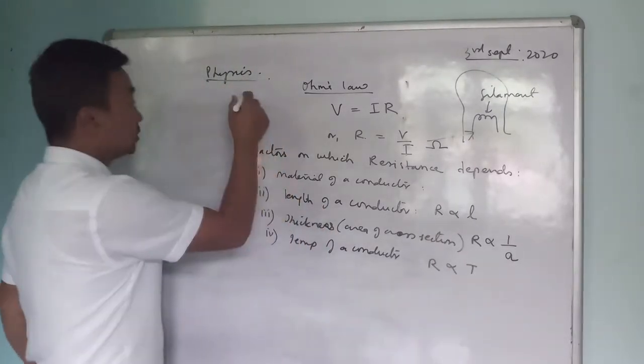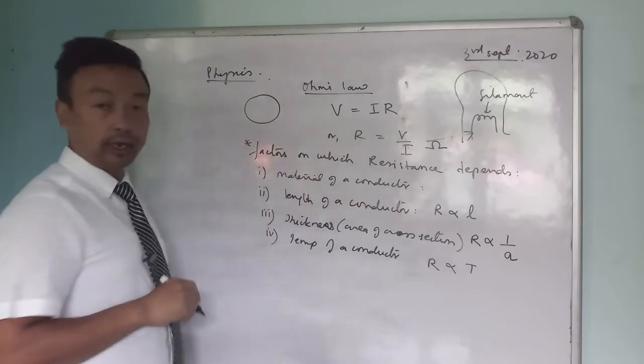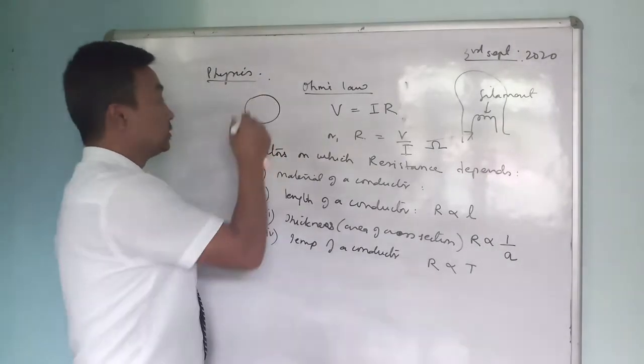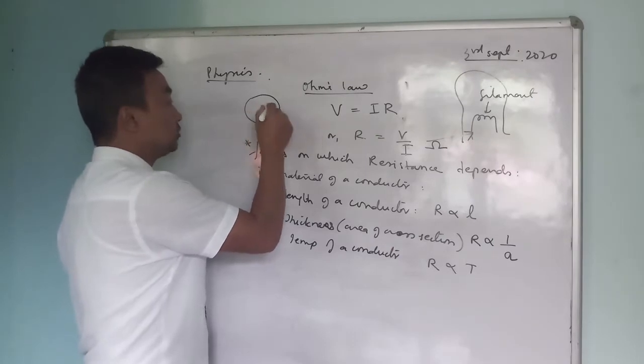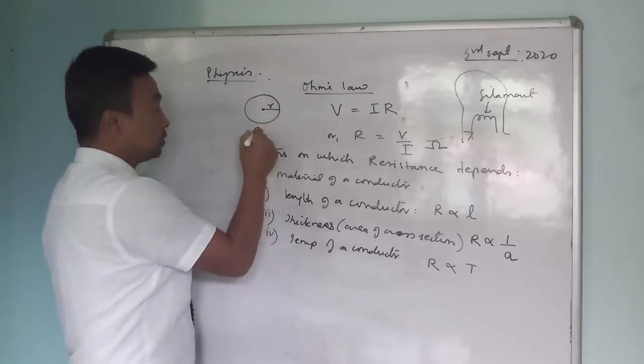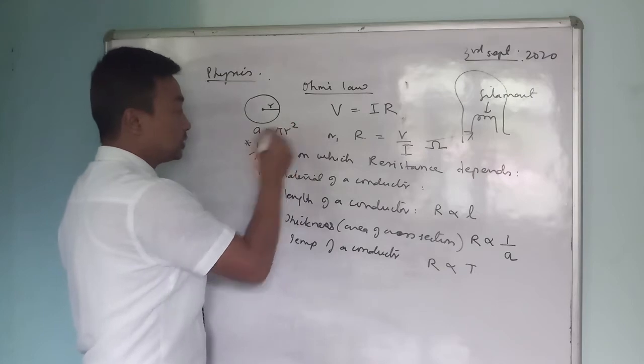Suppose I am showing you the front face of a wire. This is the face of the wire, and it is circular in shape. It has a radius. So this is a circle. The area of the cross section is usually given as pi r square.